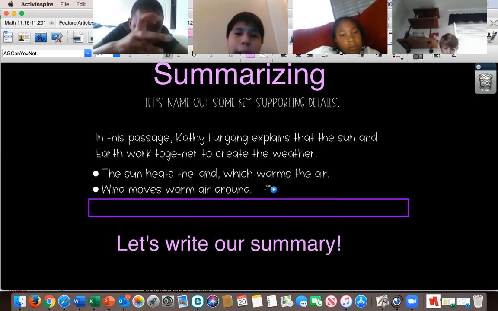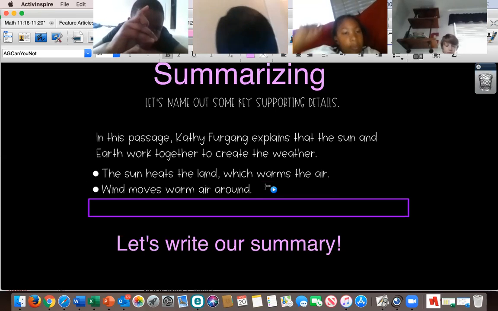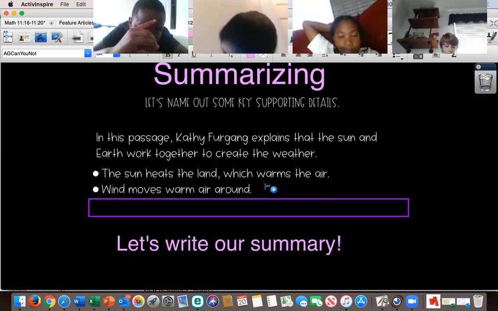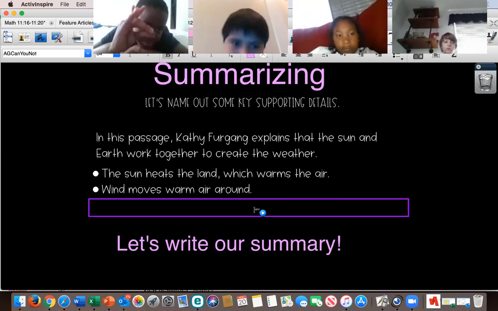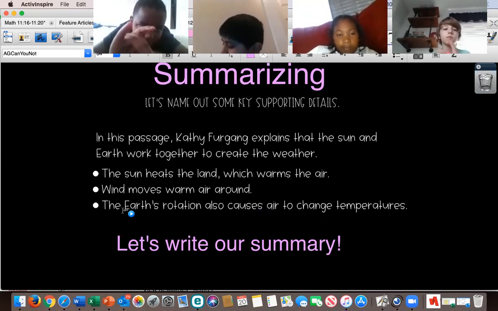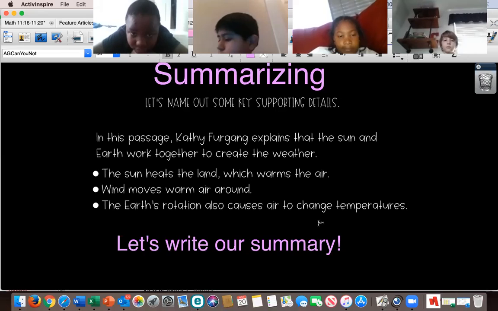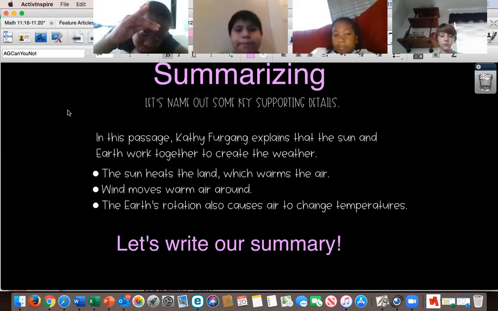The next one is the wind moves warm air around, which she says the wind then moves warm air around, sometimes bumping cooler patches out of the way. So we summarize that little detail by just saying the wind moves warm air around. And last, we say that the Earth's rotation also causes air to change temperatures. So these are all her supporting details that it does say in the text, but we put them in our own words.